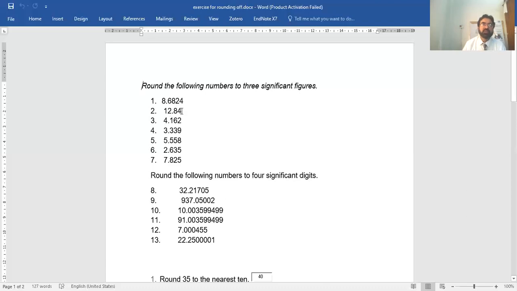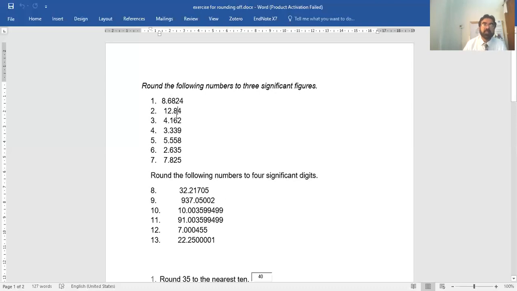12.84, you have up to 3 significant digits, so you have to delete the fourth one. Over here, you have to delete the second one, because if you go up to 3 significant digits, including the digits to the right or left of the decimal, then you have to delete the 2 and 4. Consider the 2. If it is less than 5, then you have to delete it and leave the rest of the digits unaltered. So it will become 8.68.